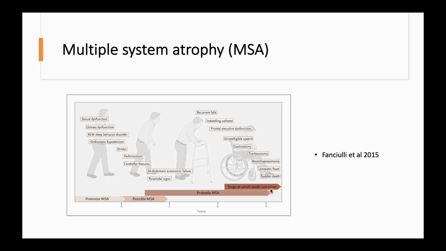As you can see from this nice review in the New England Journal of Medicine, multiple system atrophy is a disease that really affects many different systems in the body. And unfortunately, it progresses fairly quickly. So from the time of diagnosis to the time of death is an average of 8 years.